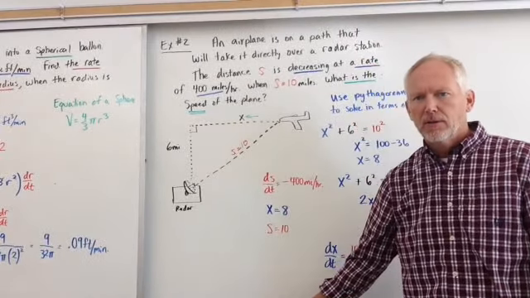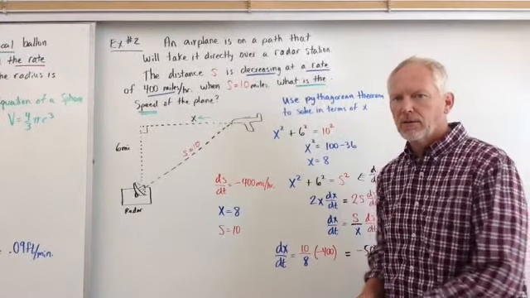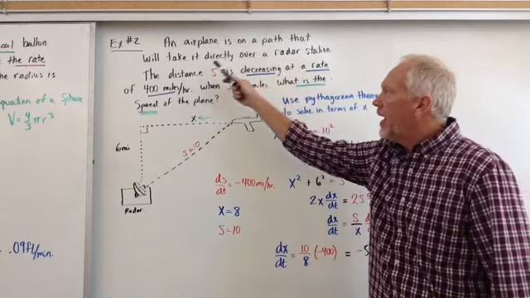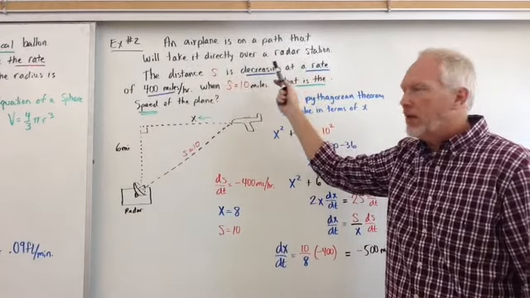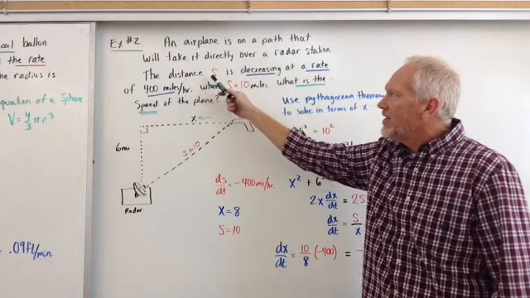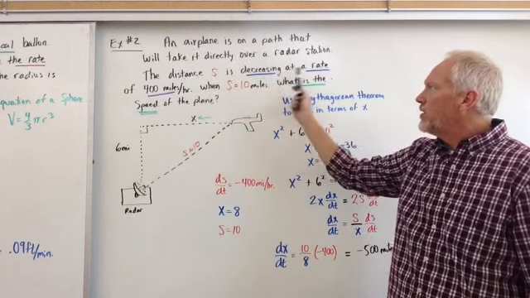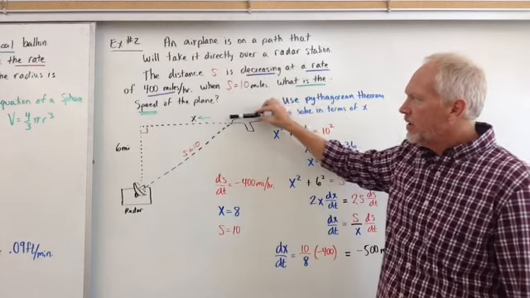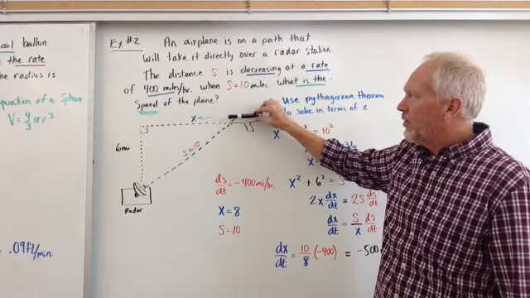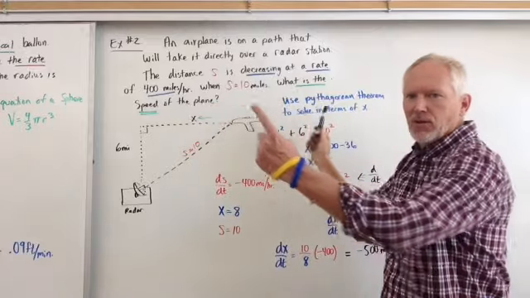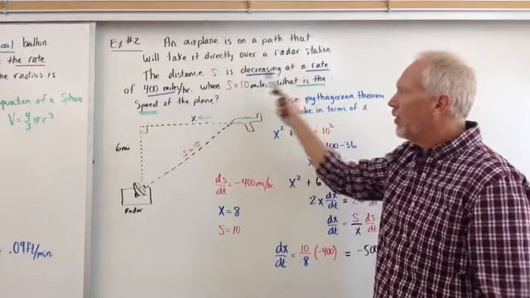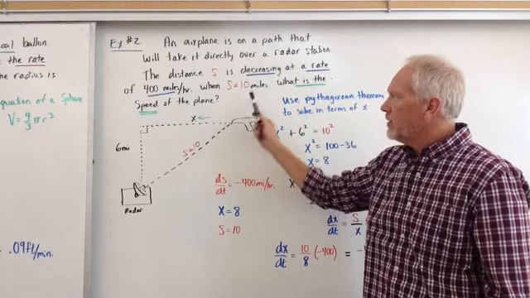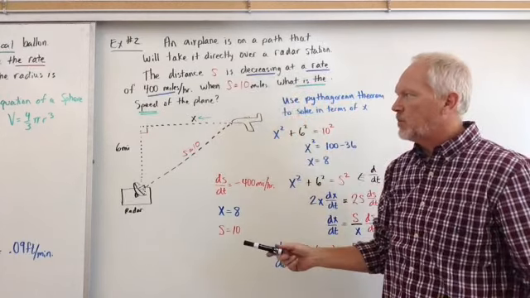We've got a plane, and it is flying overhead. An airplane is on a path that will take it directly over a radar station. The distance s is decreasing at a rate of 400 miles per hour. So as the plane is going, the distance is decreasing, at 400 miles per hour when s is 10. So right here, when s is 10 miles, what is the speed of the plane?